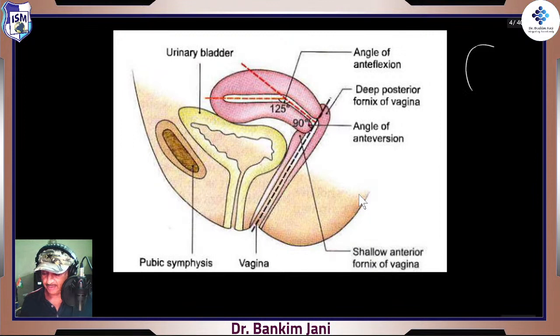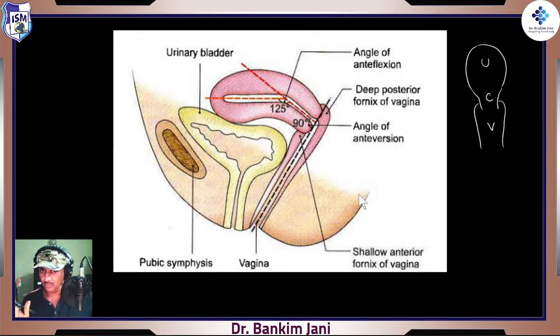As we said, this is the uterus, right? This is the front view. And then comes the cervix, correct? And then comes the vagina. Now, this is uterus, cervix, and vagina. This is the anterior view.